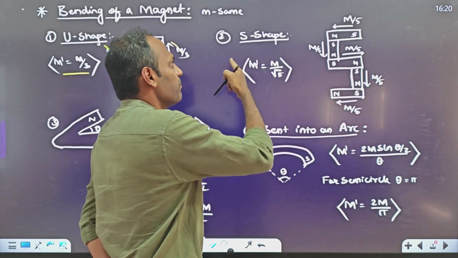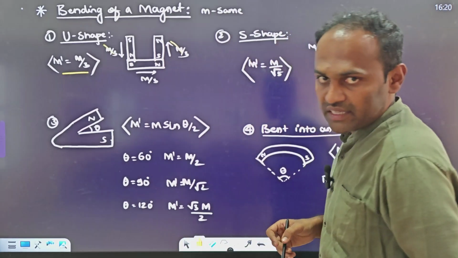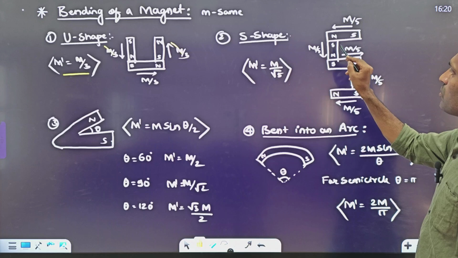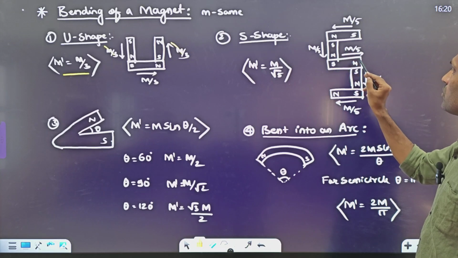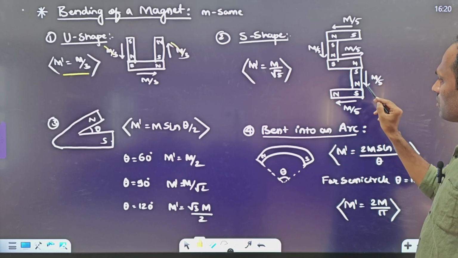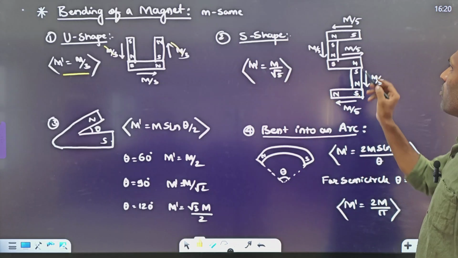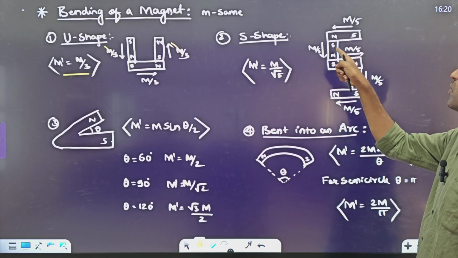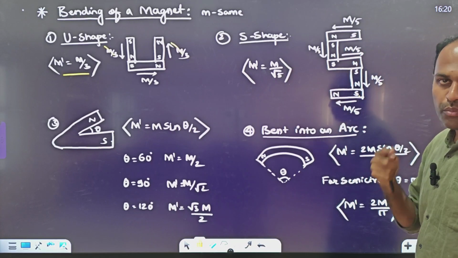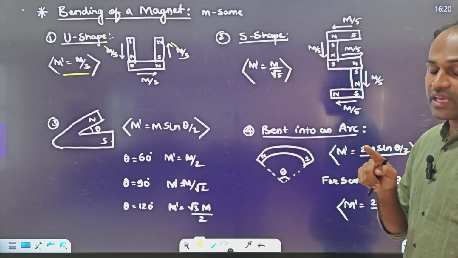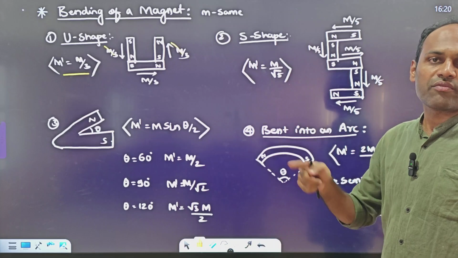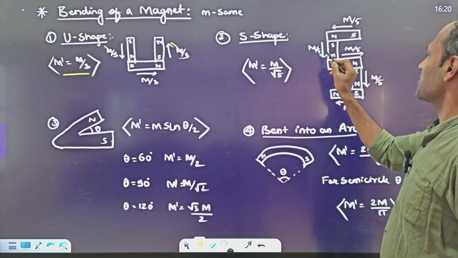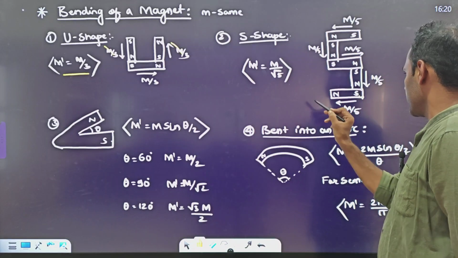In the same way, if we bend it in the S shape, see, if this is south, this will be north, and if this is north, this will be south. So dipole moments are in this direction. See, in how many pieces has it been bent? 5 pieces, 5 equal pieces: 1, 2, 3, 4, 5. So the dipole moment will get divided into 5 equal parts. M is divided into m by 5, m by 5, m by 5, m by 5, m by 5.